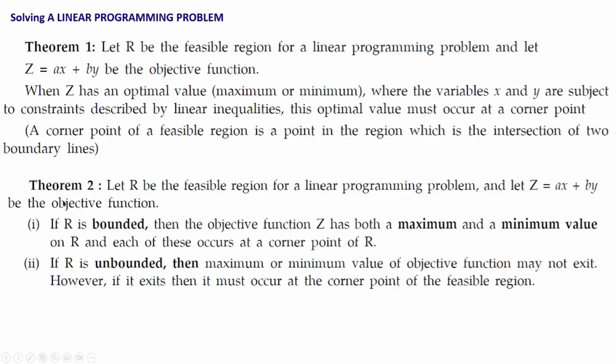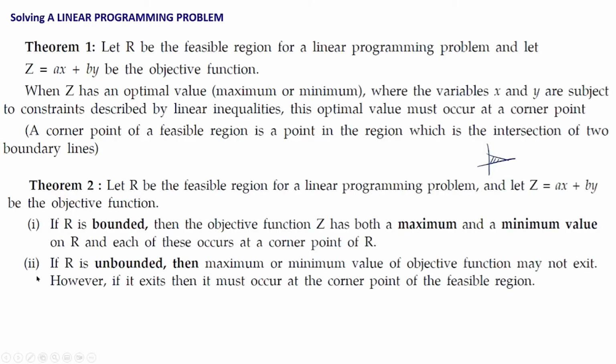Next we have the second theorem. Let R be the feasible region for a linear programming problem and let Z is equal to ax plus by be the objective function. If R is bounded, that is, if the feasible region has boundaries, then the objective function Z has both a maximum and a minimum value on R, and each of these occurs at a corner point of R. So this is the same as what is given in the first theorem.